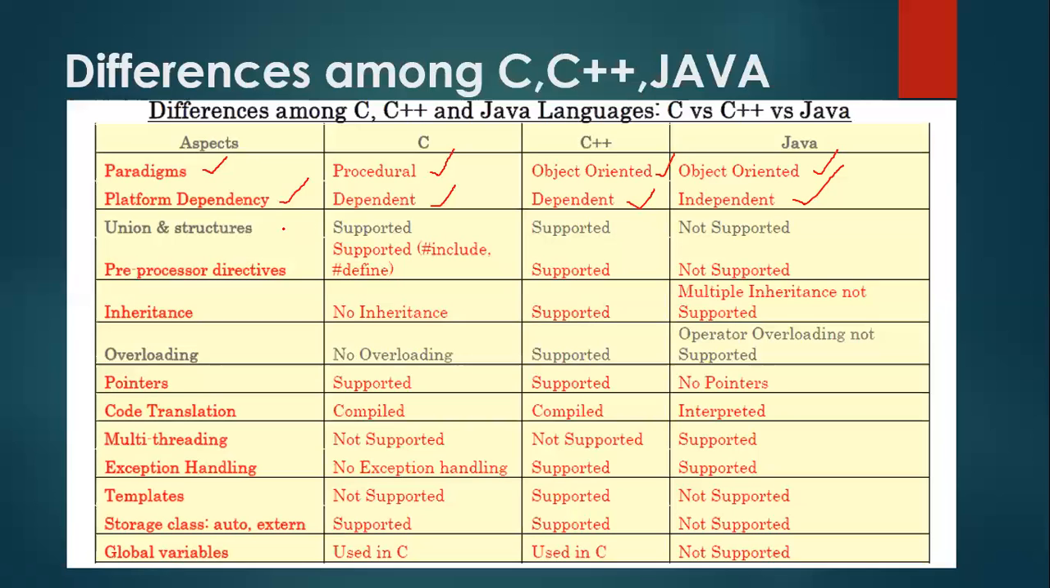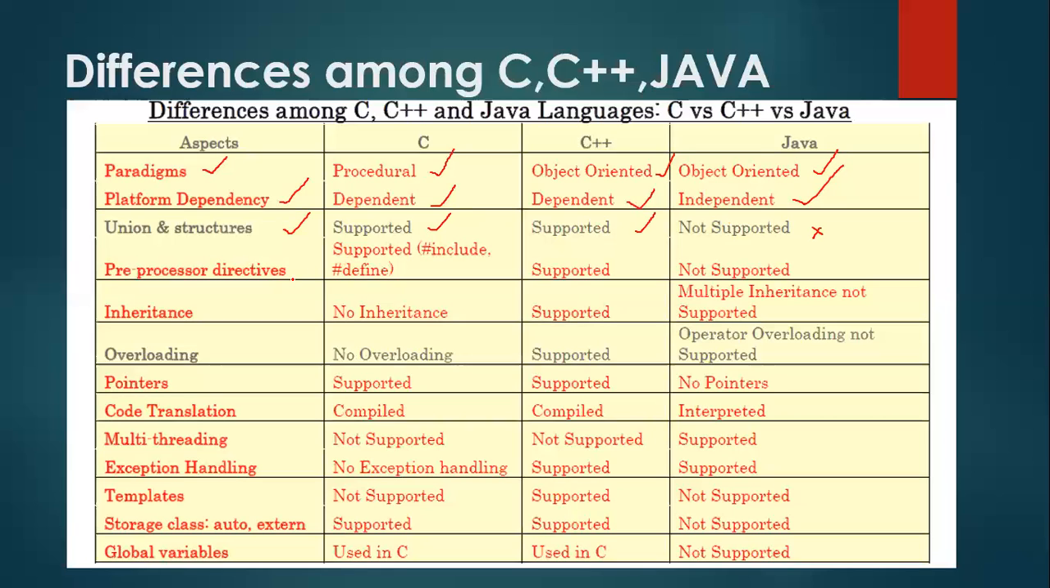And the next aspect is unions and structures. You know this term: in C you are using unions and structures to store different types of information in variables. C supported these unions and structures. C++ also supports these two concepts, but Java does not support unions and structures. That means unions and structures concepts are not in Java.